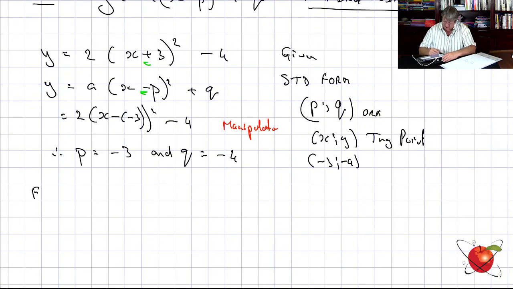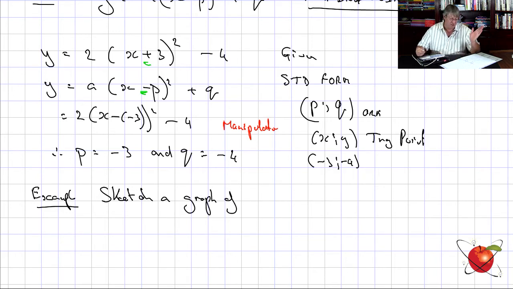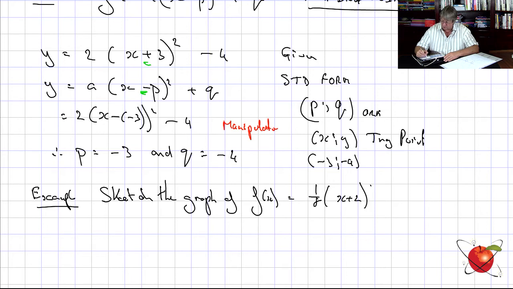So let us say they've given an example. Let's go through an example of sketching a graph, and you know the rules already. Sketch the graph of f of x, I've put it in function form, is equal to 1/8 x plus 2 all squared minus 2. Can you see they haven't told us it's in the turning point form, but you look at the function given.